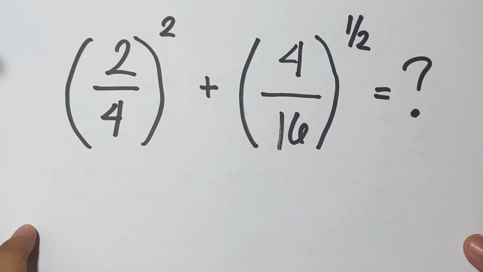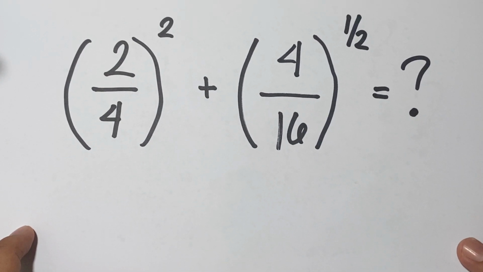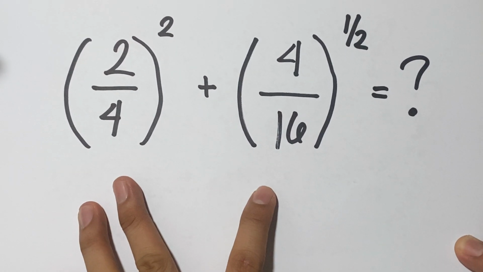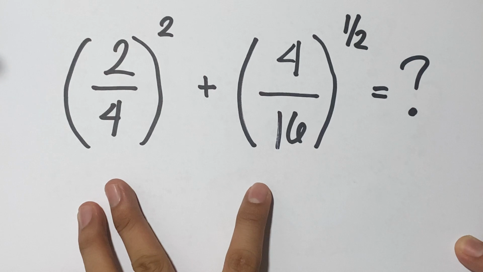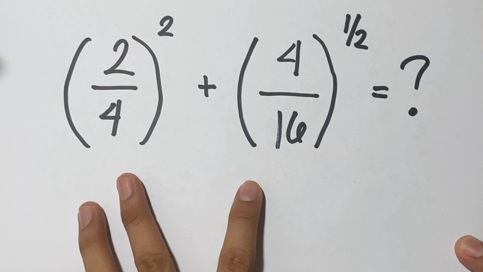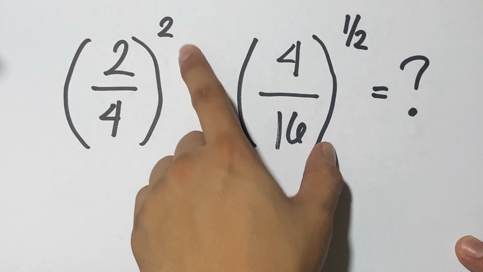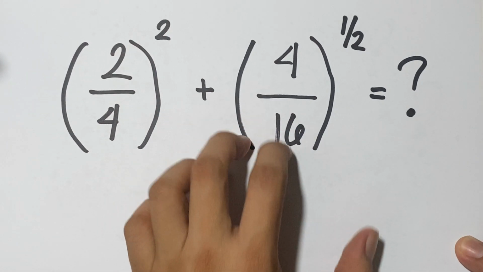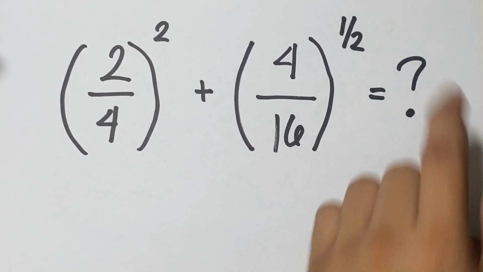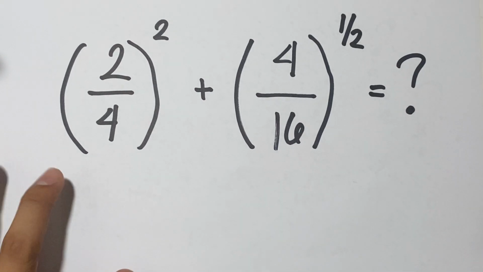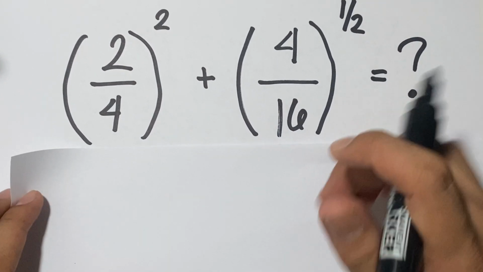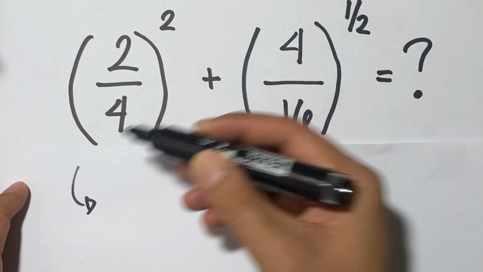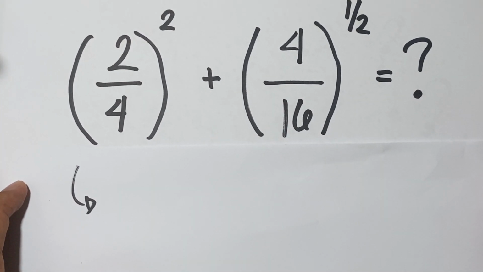This is the Philippine Review Center or PRC, and in this video we are going to solve this problem. We have fractions that are being added together and raised to the power of an exponent. Here we have the square of 2 over 4 and 4 over 16 raised to the power of 1/2. What we're going to do is solve one term at a time. In the first term, we have 2 over 4 to the power of 2.